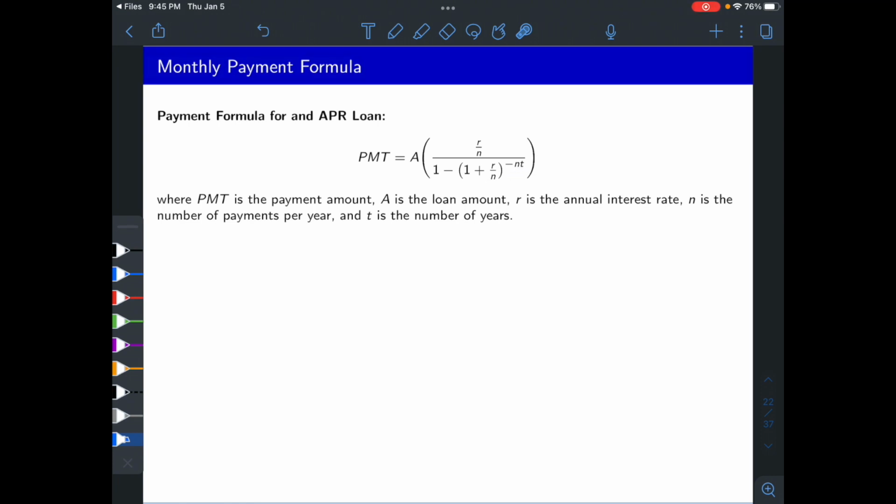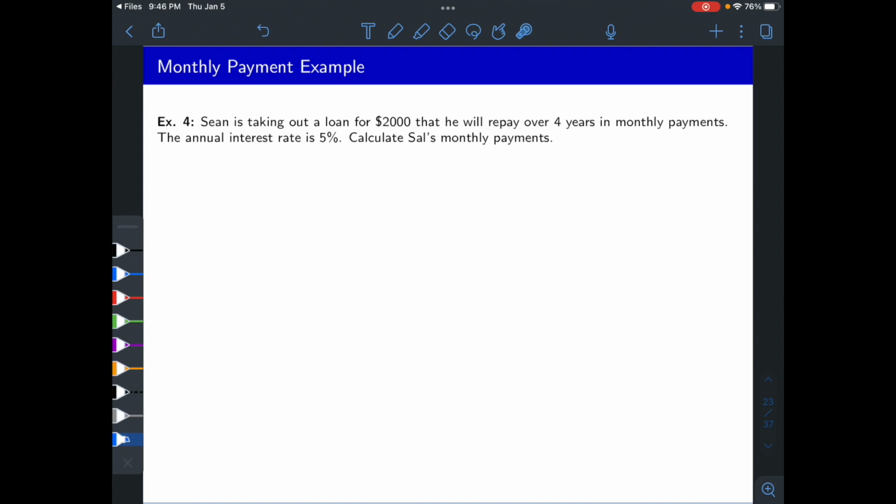So what is everything here? A is the loan amount. R is the annual interest rate. N is the number of payments per year. And T is the number of years that you're going to be paying it for. Okay, let's see how to implement this.